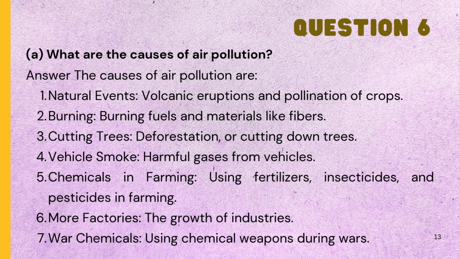What are the causes of air pollution? Answer: The causes of air pollution are: 1. Natural events, such as volcanic eruptions and pollination of crops. 2. Burning fuels and materials like fibers. 3. Cutting trees, deforestation, or cutting down trees. 4. Vehicle smoke, harmful gases from vehicles. 5. Chemicals in farming, using fertilizers, insecticides, and pesticides. 6. More factories, the growth of industries. 7. War chemicals, using chemical weapons during wars.